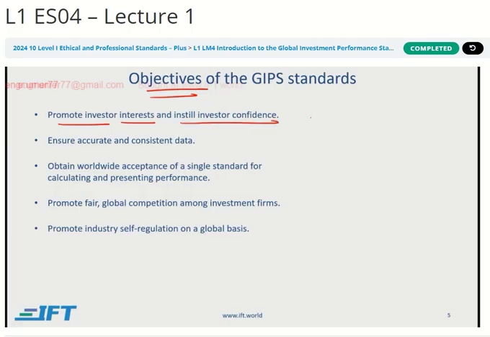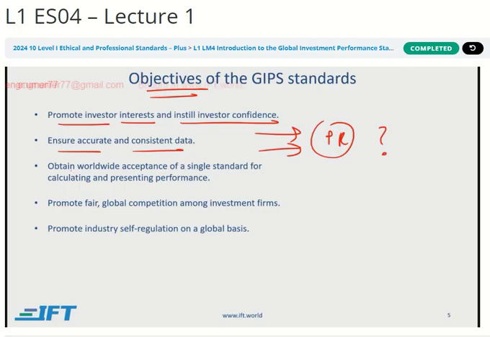Obviously, if a firm is using the GIPS standards, that increases the confidence that investors have in this particular firm. The GIPS standards help ensure accurate and consistent data. An important aspect of GIPS is that for performance reporting, good and accurate data must be used, because if accurate data is not being used, then obviously the performance reporting will be very questionable.